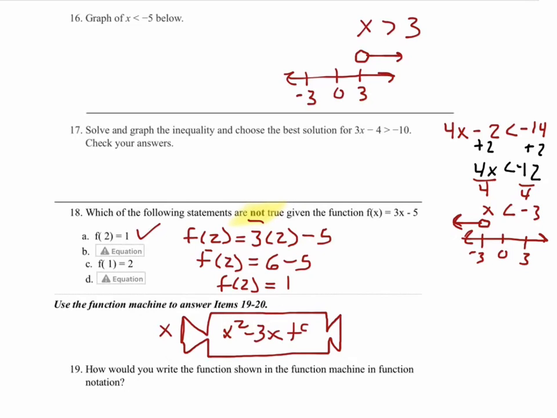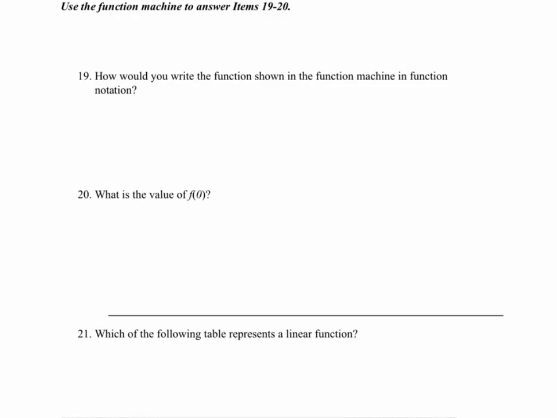3x plus 9. So f of x equals x squared plus 3x plus 9. Okay? All you do is f of x for function notation. For f of 0, you're going to do f of 0 equals 0 squared plus.